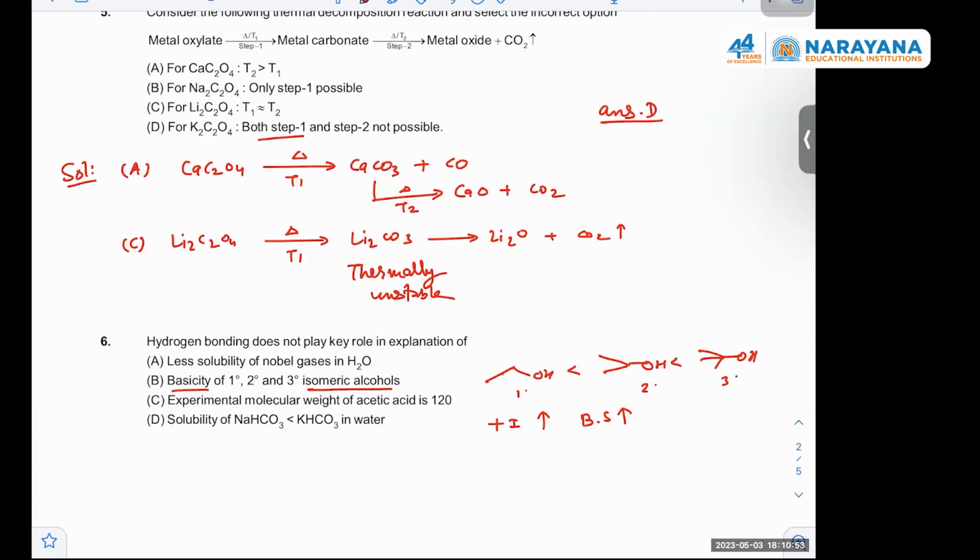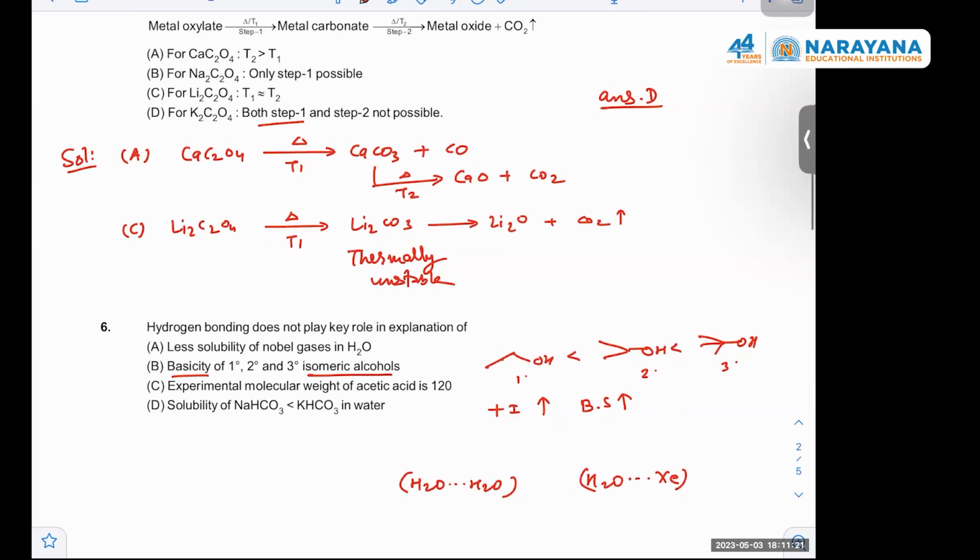So the H bonding in water is stronger than the dipole-induced dipole attraction of noble gas in water, right? So the less solubility of noble gases in water can be accounted for by water-water attraction being better than water-xenon attraction, if we take xenon as an example. So what kind of attractions are there? We can say H bond, and here we will be seeing dipole-induced dipole attractions.